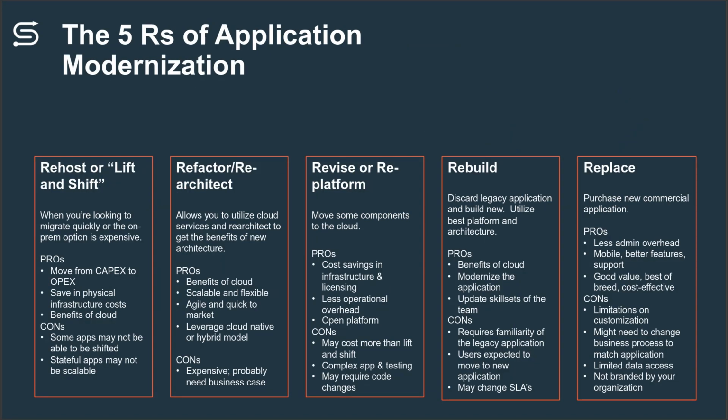So the five R's of application modernization come from Gartner back in 2011 on their application migration strategies. So let's talk about the first strategy, which is rehost or lift and shift, which is a very common approach when migrating your apps to the cloud. If your organization is looking to speed up their migration projects, rehosting will give immediate benefits, which would allow you to save up to 30% of operational costs without optimizing the apps for the cloud.